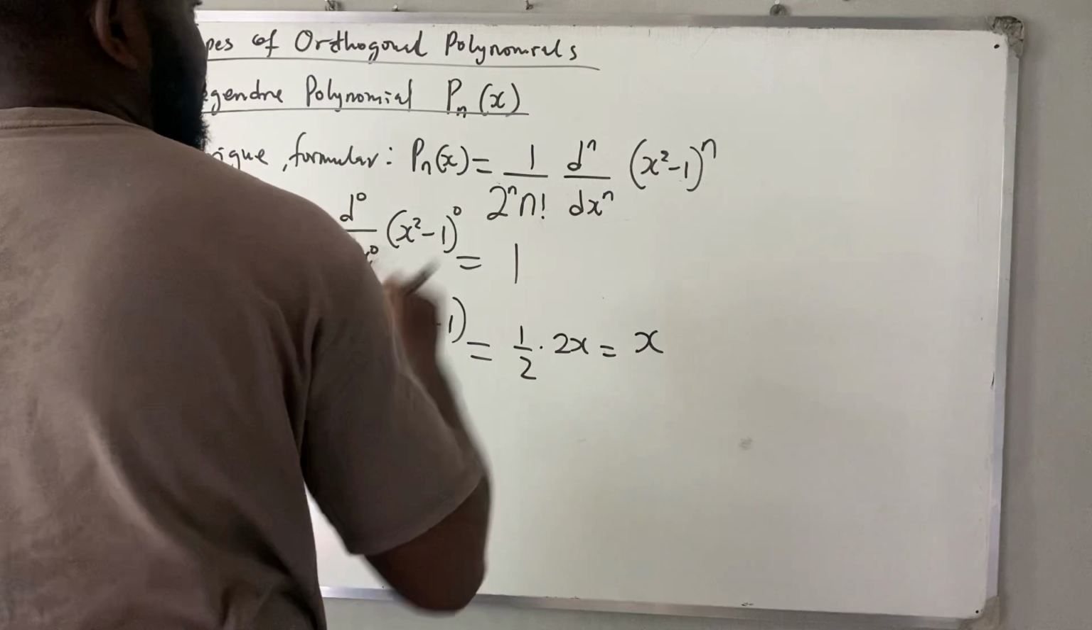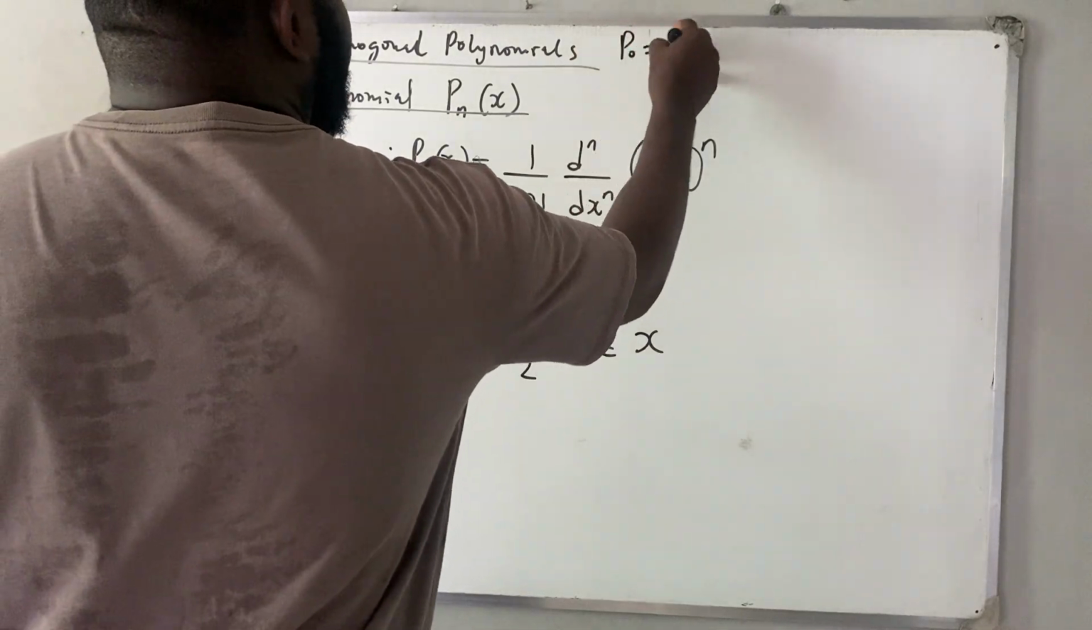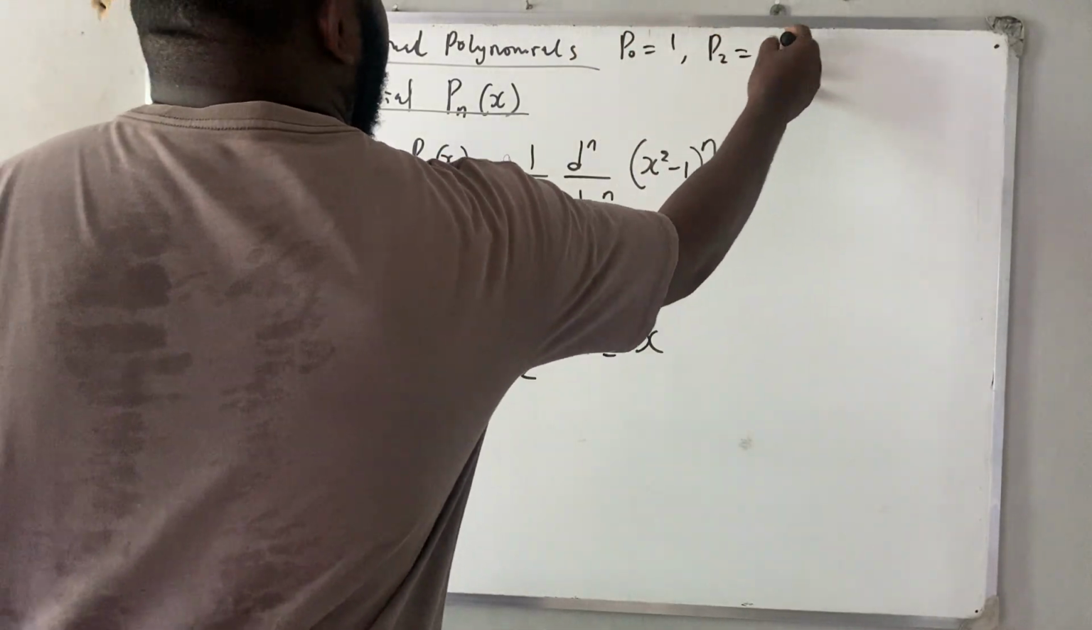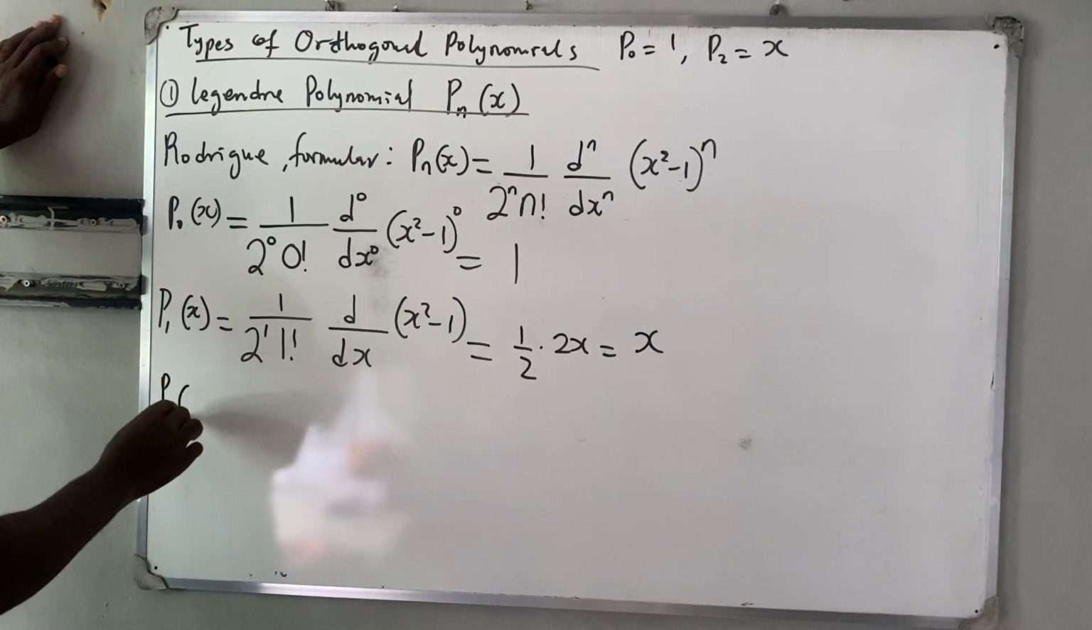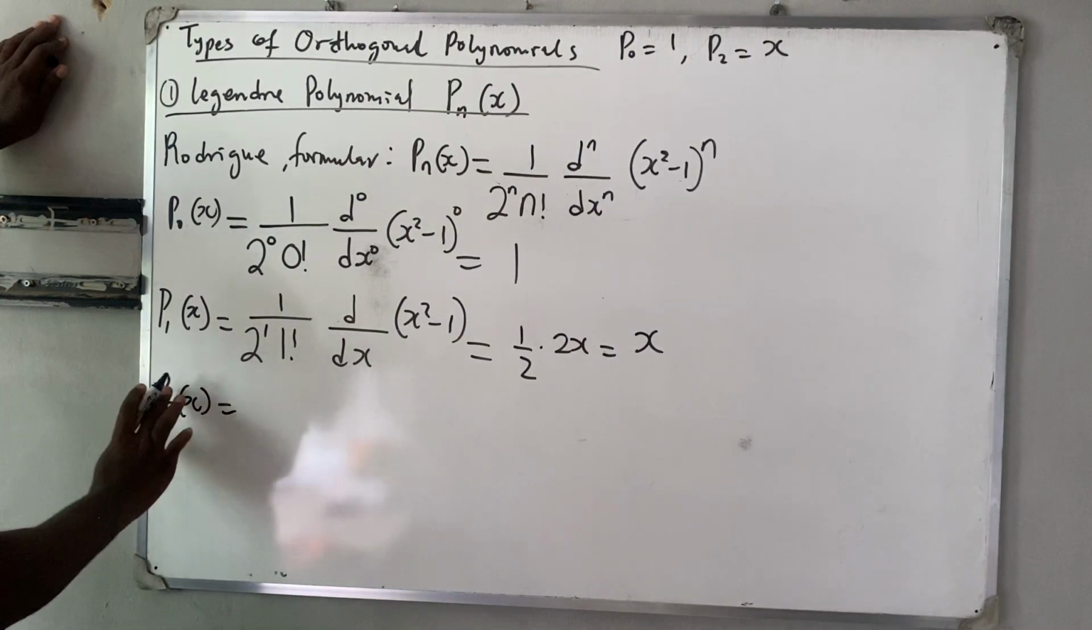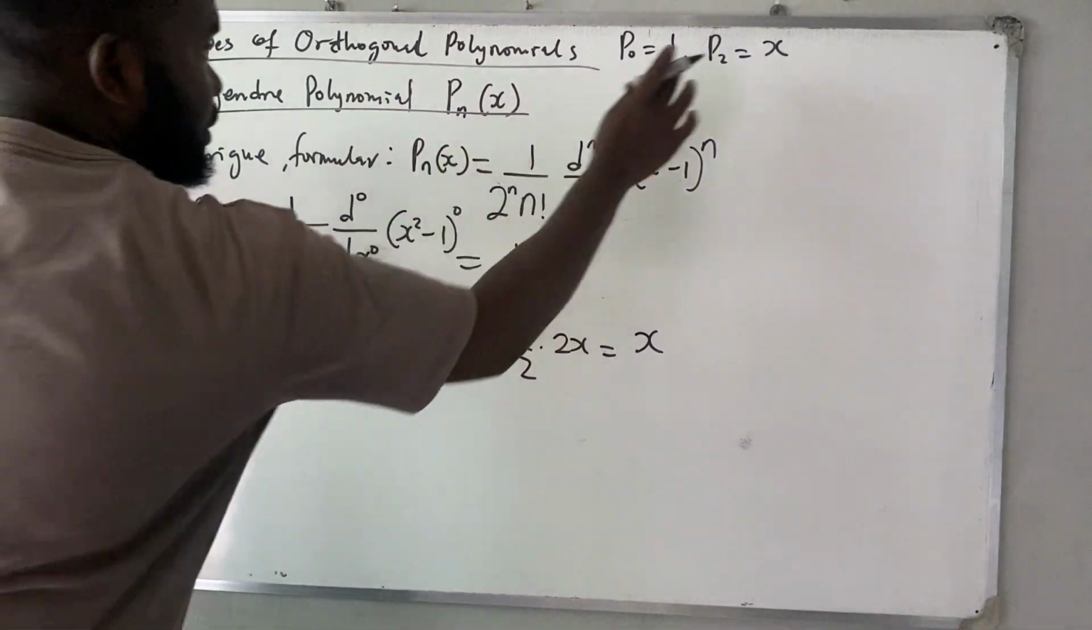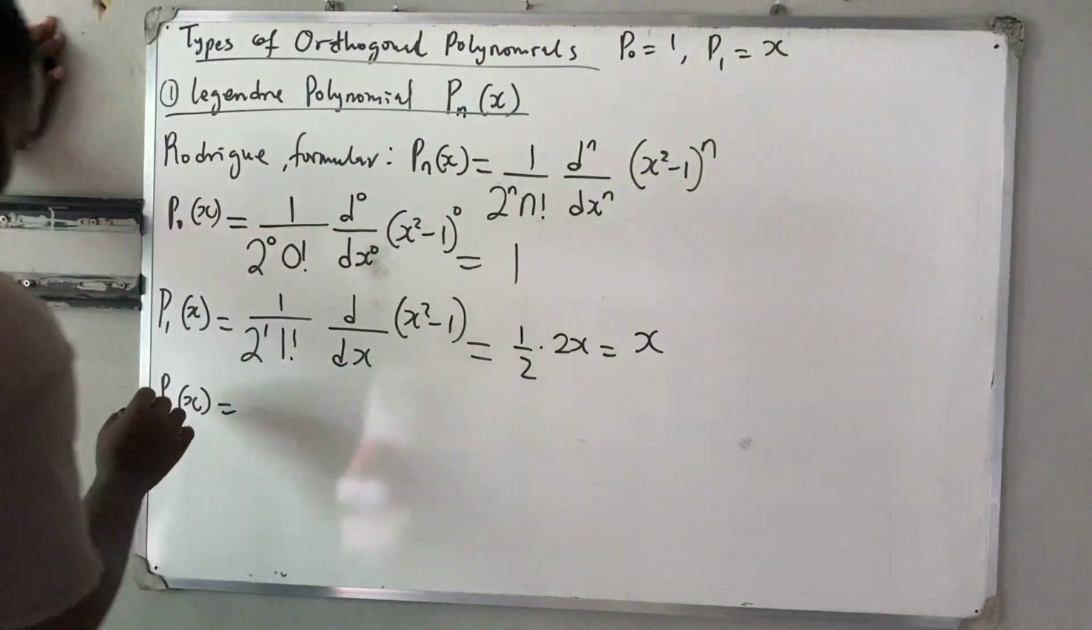So let me write it out somewhere. So we have gotten that our P naught is 1 and our P1 is x. So let us get our P3. So for our P3 of x will now be equal to what? What am I saying? P naught and P1. So let's get our P2.